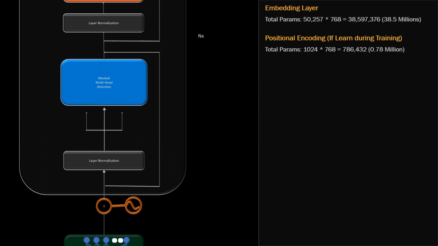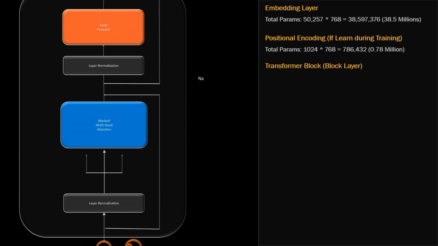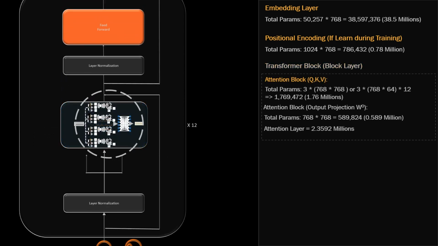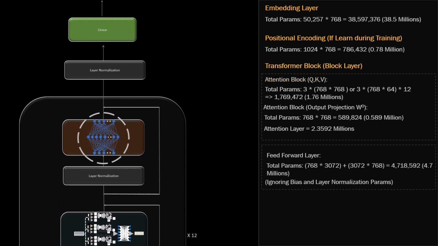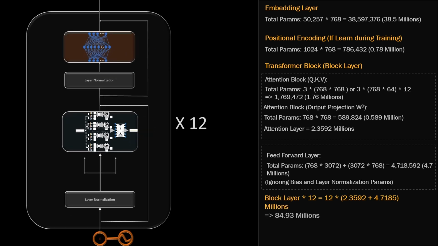Then comes the attention block, which consists of the query, key, and value matrices, all of which are trainable. Additionally, multi-head attention includes an output projection layer. Together, a single multi-head attention layer contains around 2.3 million parameters. The feed-forward layer consists of approximately 4.7 million parameters. Here, we are ignoring bias and normalization parameters since they contribute only a few thousand parameters, which is negligible in comparison. Repeating this structure across 12 layers results in approximately 85 million parameters.